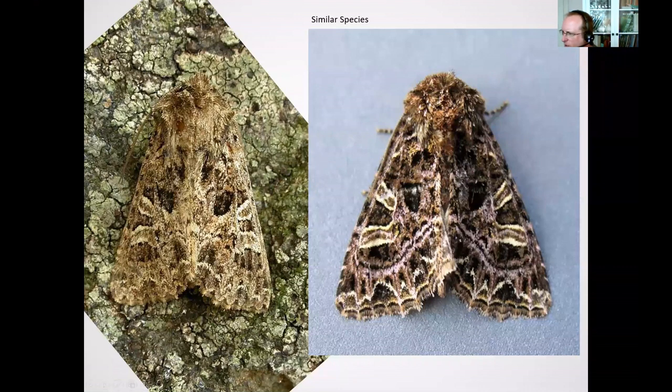What else do they say? Reniform and orbicular stigma are usually joined. They don't use those words, those are my words. So the reniform is the kidney mark, and the orbicular, the circular one, usually joined in the Campion.